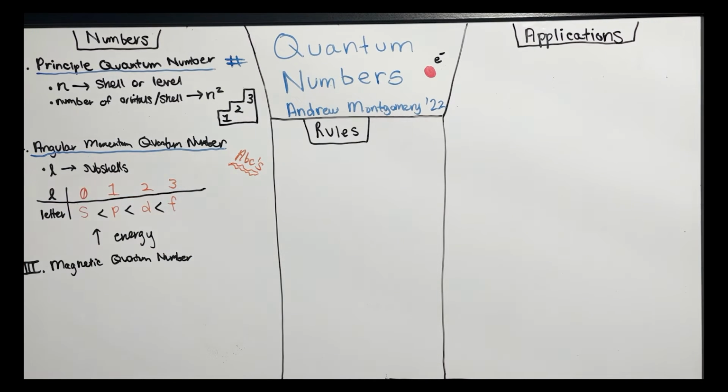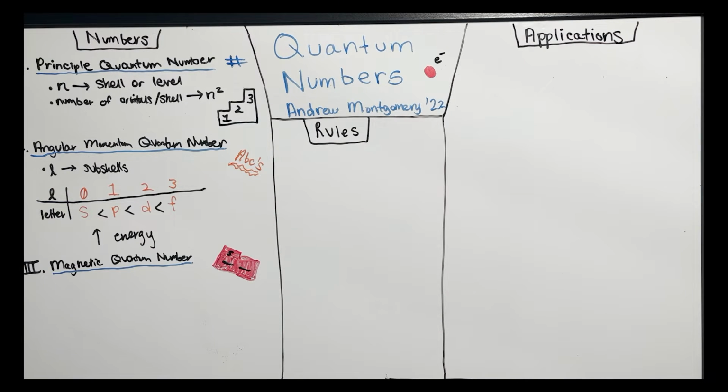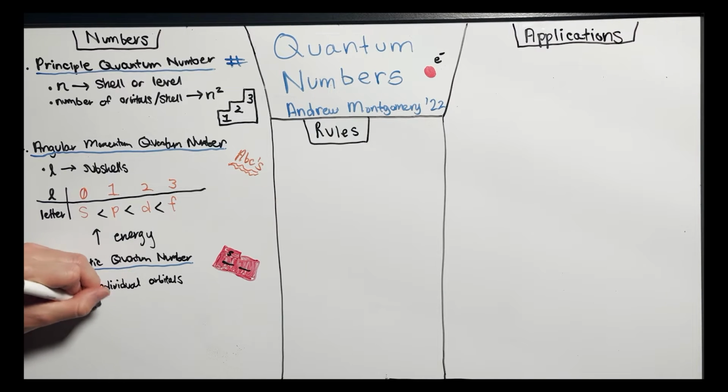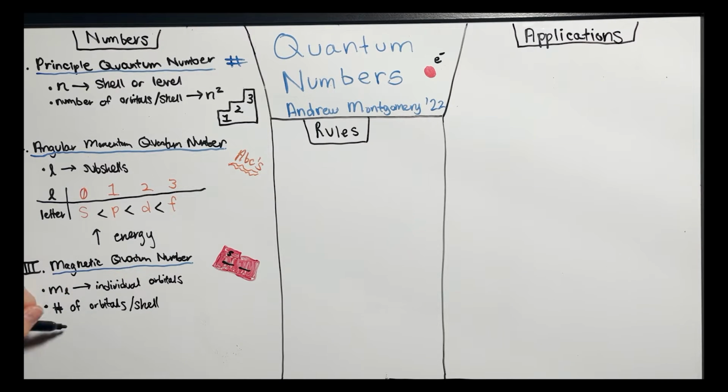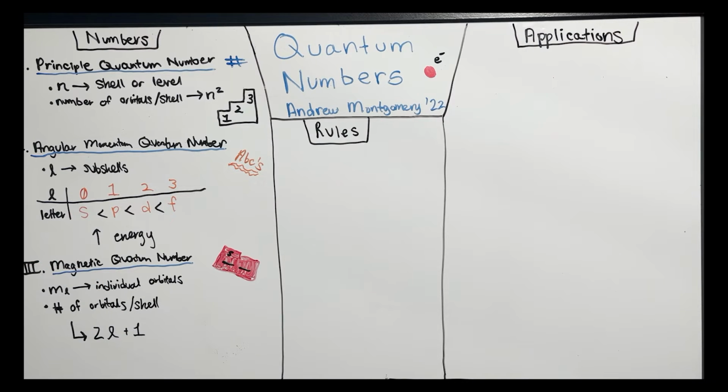The last quantum number we'll discuss is the magnetic quantum number. It is represented by the letter M sub L, and it divides these subshells into individual orbitals, which is exactly like where a paper is inside the file inside the certain level drawer in our filing cabinet example. The number of orbitals per subshell is found by the equation 2 times L plus 1. So for the P subshell, which has an L of 1, the number of M sub L values would be 3. Therefore, there are 3 individual orbitals in a P subshell.